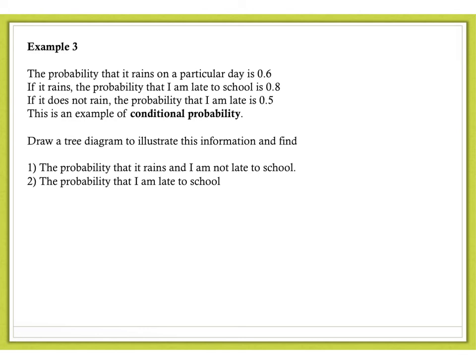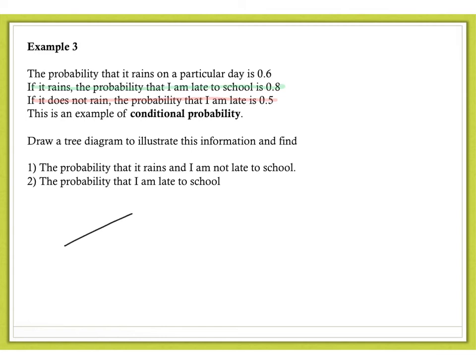Example 3. The probability that it rains on a particular day is 0.6. If it rains, the probability that I am late to school is 0.8. If it does not rain, the probability that I am late is 0.5. Now, this part's really interesting because the probabilities of being late depend on whether or not it rains, and that's an example of what we call conditional probability. We're going to draw a tree diagram to illustrate this information.